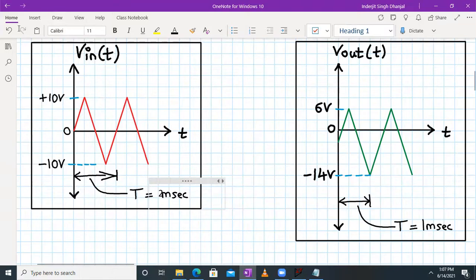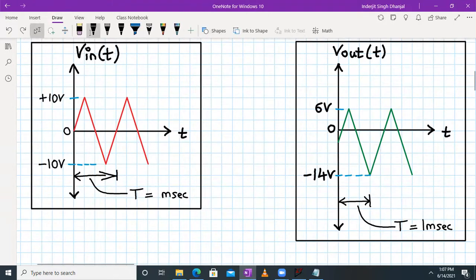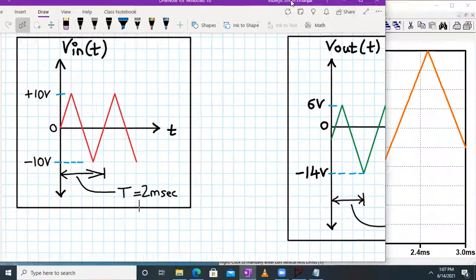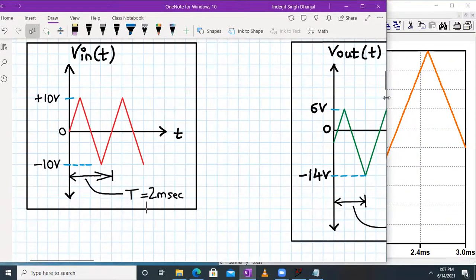Okay, let me go back. Yeah, this should be 2 milliseconds around. So let me see if I can write it over here. This should be 2 milliseconds. Now it will be correct. So now let me change this over here. Yeah, so now you see it's correct.